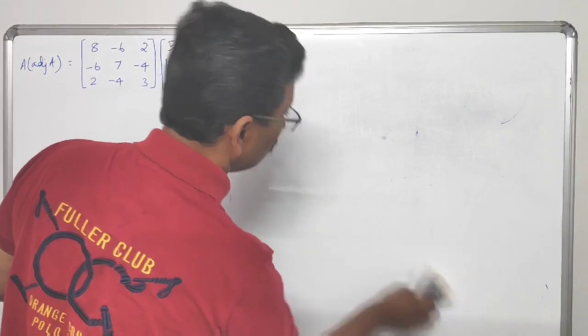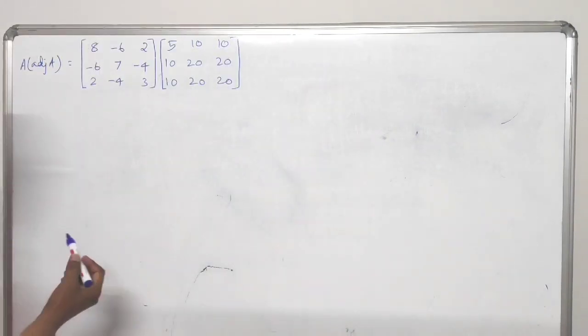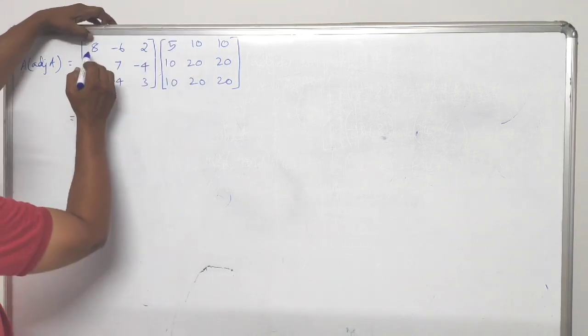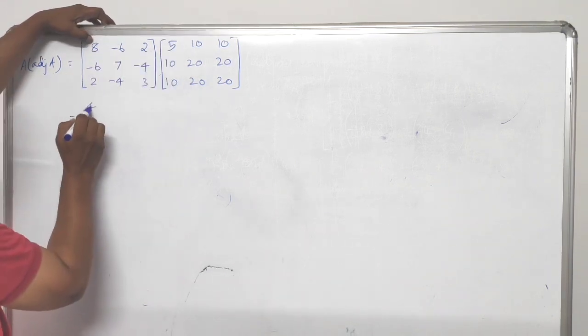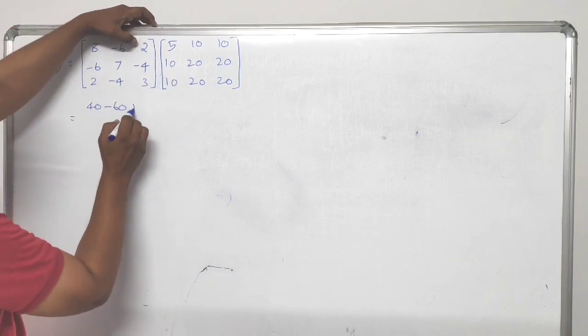Here we have to multiply the two matrices. You can use the row by column rule. Therefore, we can go for this one. First row, first column: 8 5s are 40, then minus 6 into 10 is minus 60, then plus 2 into 10 is 20.